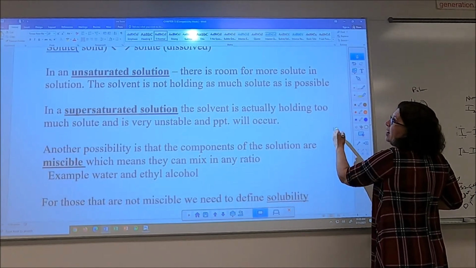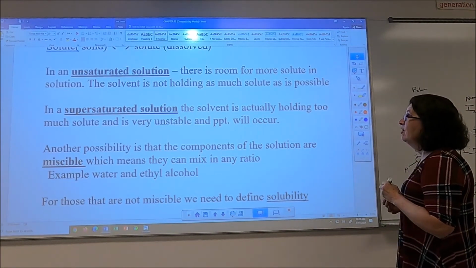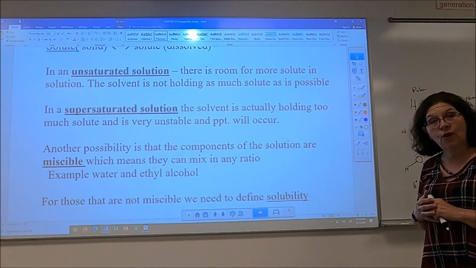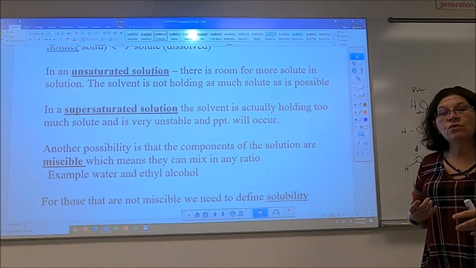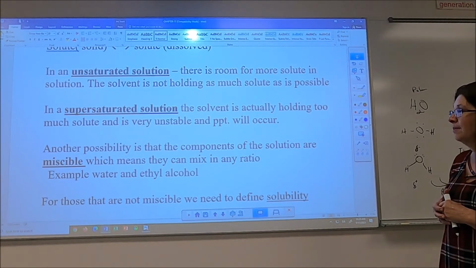In an unsaturated solution, there's room for more solute in solution. The solvent can hold more solute. So 24 chairs in my room, 15 students, unsaturated. Supersaturated solution means that the solvent is actually holding too much solute and is very unstable, and a precipitation will occur. Solid's about to fall out of solution. So 24 chairs, 28 students, some students sitting in other students' laps. We know that's not going to last.